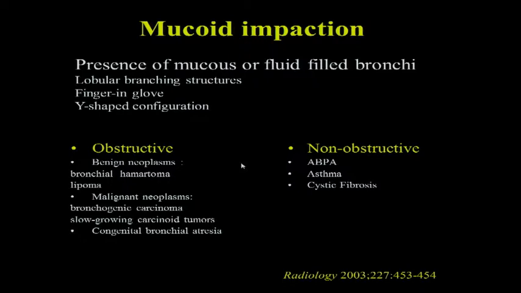So congenital bronchial atresia, they will show you one finger in glove, or one Y-shaped structure, one something branching, and with a large lucency around it. That's it. That's congenital bronchial atresia. You want to see nothing else. You want to see nothing more. All right? So let's go there.